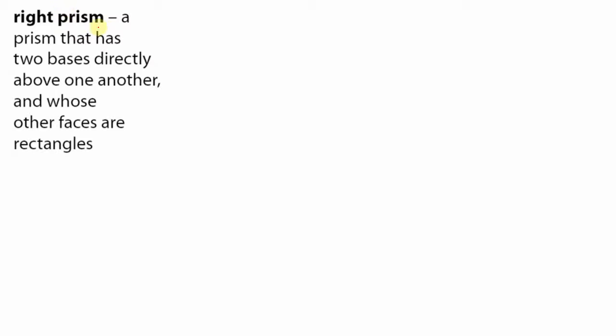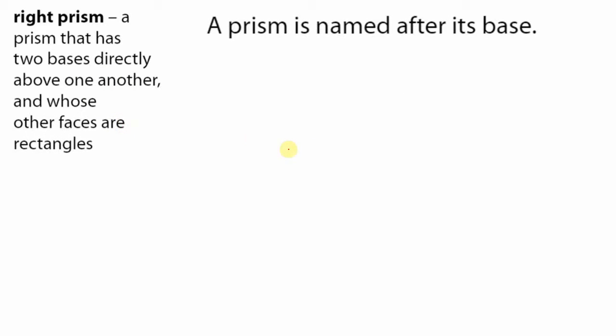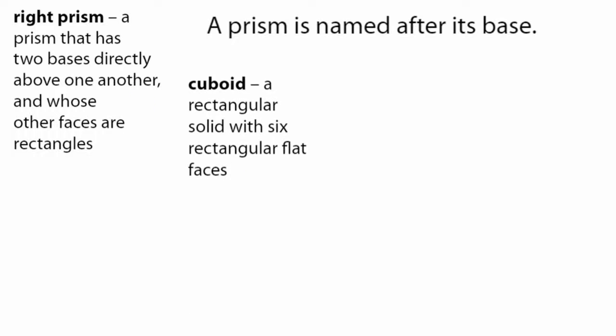Next, we need to know what a right prism is. It's a prism that has two bases directly above one another and whose other faces are rectangles. So two bases directly above one another and whose other faces are rectangles.